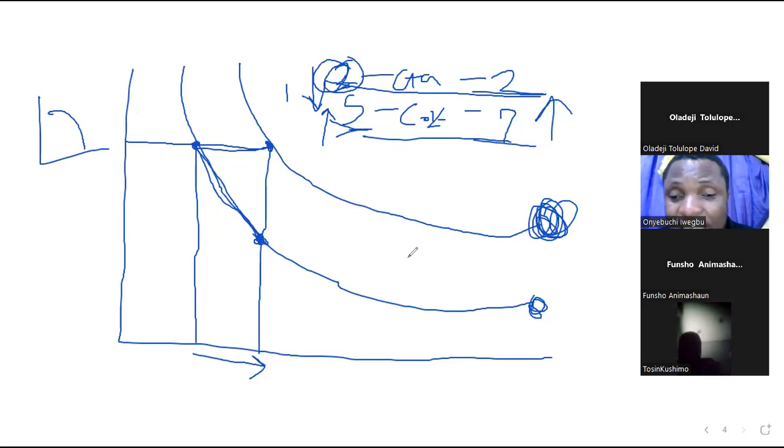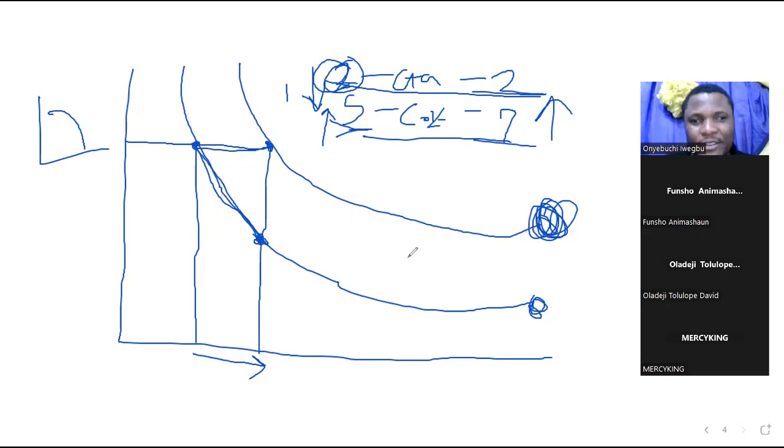The next, fourth property, is that the indifference curve is convex to the origin. Who can help me explain what I mean by the indifference curve is convex to the origin? I should be able to give the person 5 marks in your test.